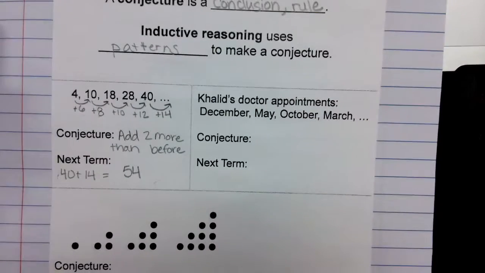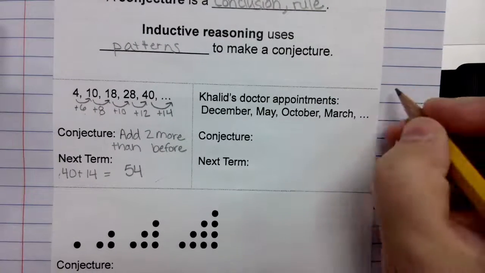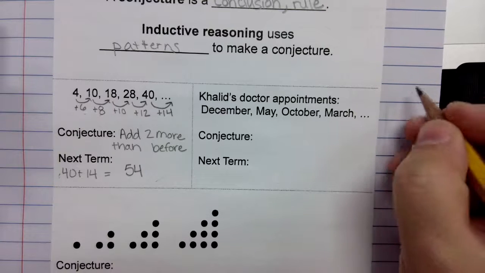For me, when I think months, I have to write out the months of the year. So I'm going to write down all the months. January, February.